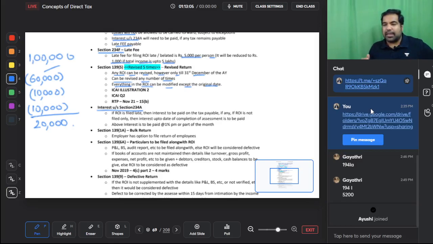So if my due date is, let's say, 31st July and I file my return in September, then for August and September I'll need to pay interest at the same rate, 1% into 2 months. If ROI is filed late, then interest is to be paid on the tax payable, if any, at the rate of 1% per month or part thereof.